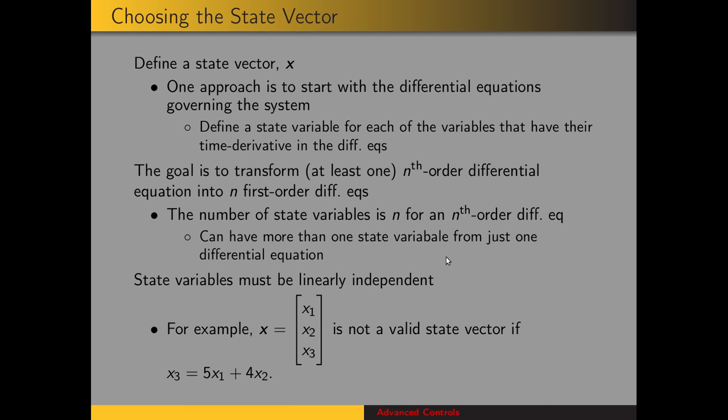And one thing that bears consideration is that the state variables must be linearly independent. For example, this is not a valid state vector if one could say that x3 is a linear combination of x1 and x2, because all three of these variables are not linearly independent.